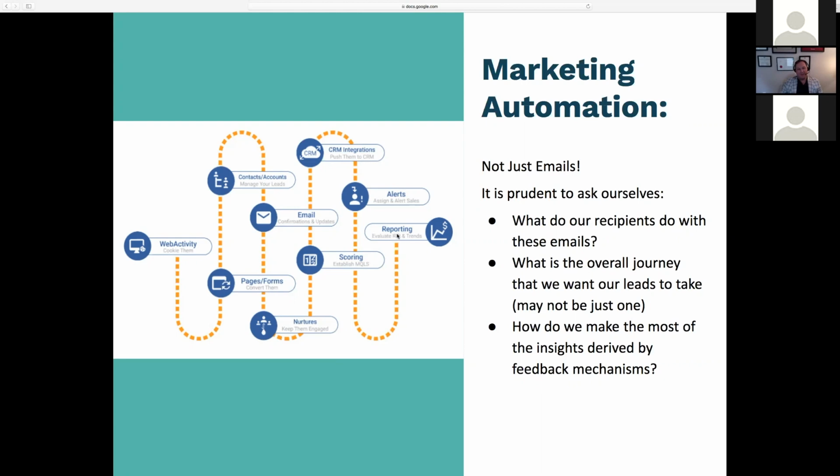And I would almost have an arrow go back, because I think then your reporting should really inform your emails and nurtures, and it turns into a bit of a cyclical journey. So, I think what a company needs to ask themselves as a first step is, what do we see the marketing automation journey being for our customers?